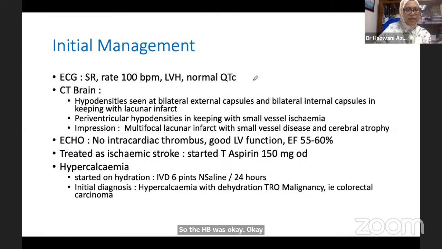The ECG was nothing. The CT brain reported as multifocal lacunar infarct with small vessel disease and cerebral atrophy. We are unable to proceed with the MRI. Echo showed nothing because we are looking hard.